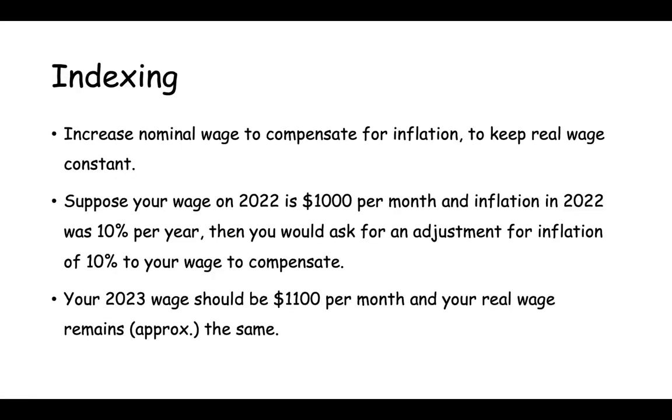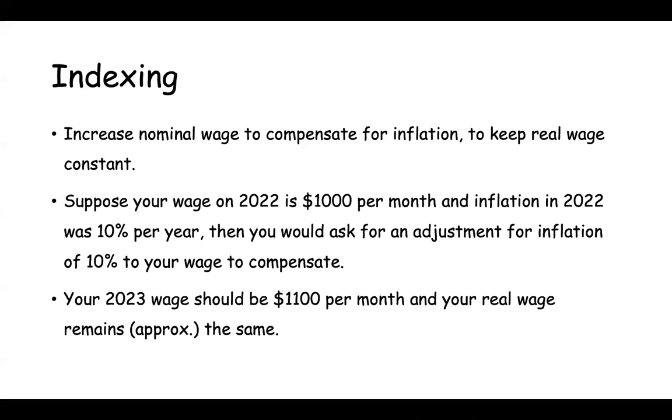So this idea that in order to keep the real wage constant, you have to adjust the nominal wage by the inflation rate is called indexing, okay? And indexing is kind of like a two-edged sword. On the one hand, you want to have indexing because otherwise people are getting paid less and less. On the other hand, as we will discuss in a second, it may be a way in which you create even more inflation. Okay, maybe problematic.